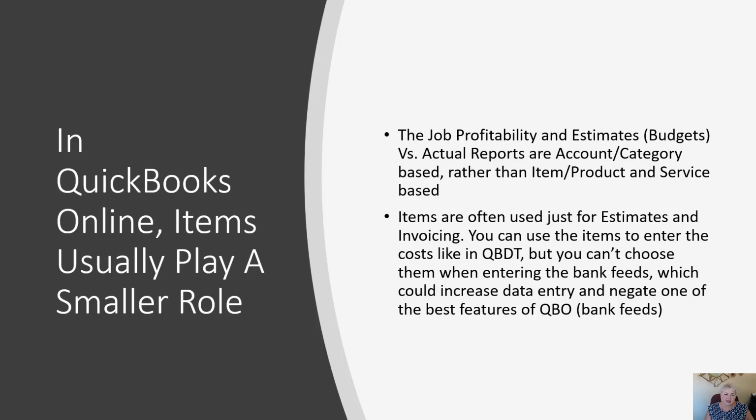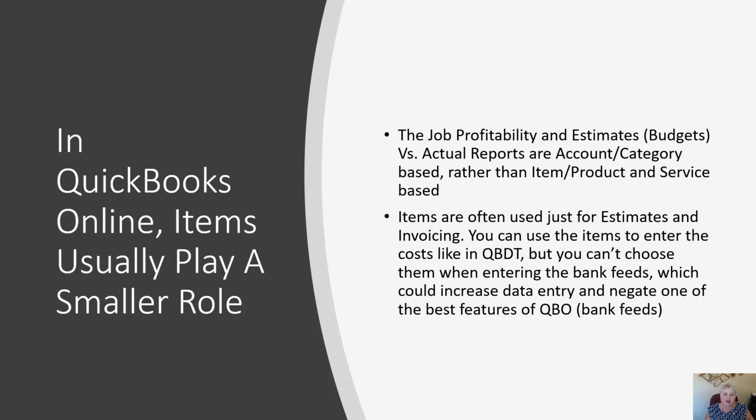In QuickBooks Online, items really play a much smaller role. In QuickBooks Online, items are called products and services. And in most cases, there really isn't any point in going to the trouble of entering your costs to the item or to the product and service. There are some exceptions, which of course I go into more in my video training, but the job profitability report and the job budgets versus actuals report, which is the closest that we can get to an estimates versus actuals like you have in desktop, are based on cost of goods sold account. So they're account based, not item/product and service based.